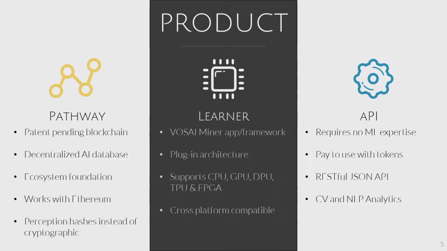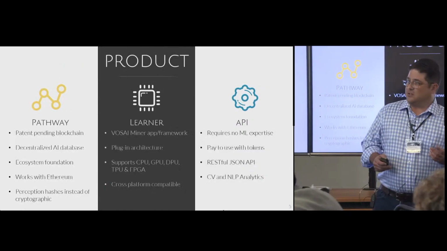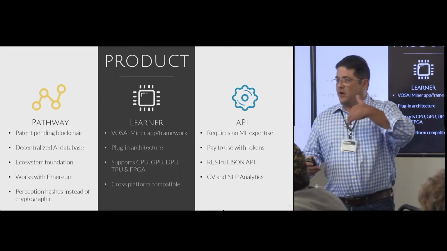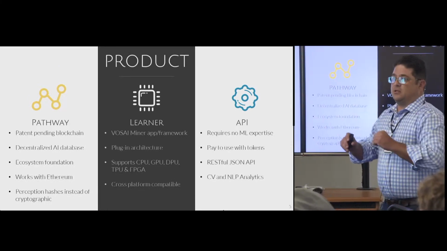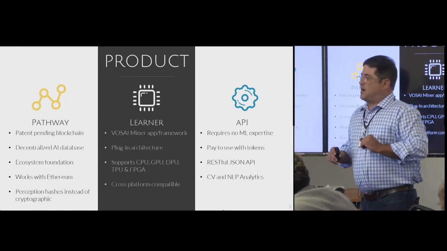The second piece to that is our mining software. We call it the learner. This is what the miners would download. They download it, install it on the rigs, and let it do its stuff. It's a pluggable architecture, cross-platform, and it supports all the basic computer vision, machine learning algorithms that are needed to be able to support doing the processing. The third piece is a RESTful JSON API for the customers to leverage and use the system. They don't need data scientists or anything on board. They just send their data, here are my tokens, use the API, get the result.